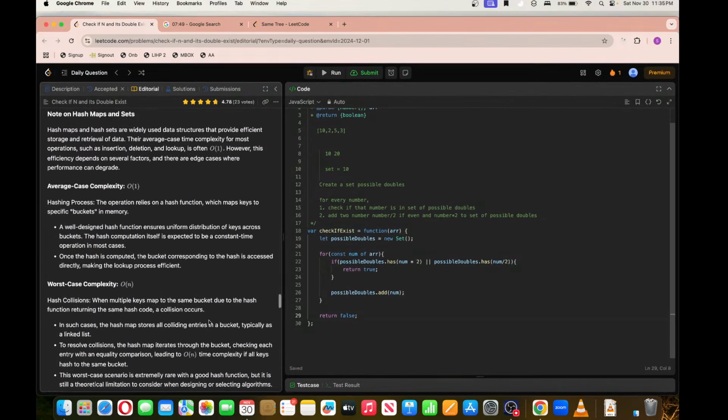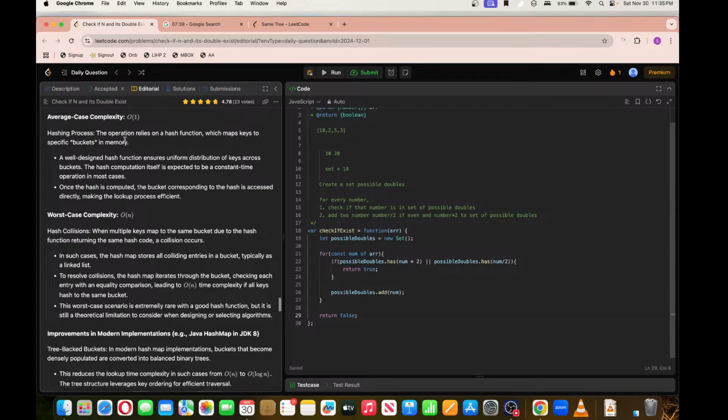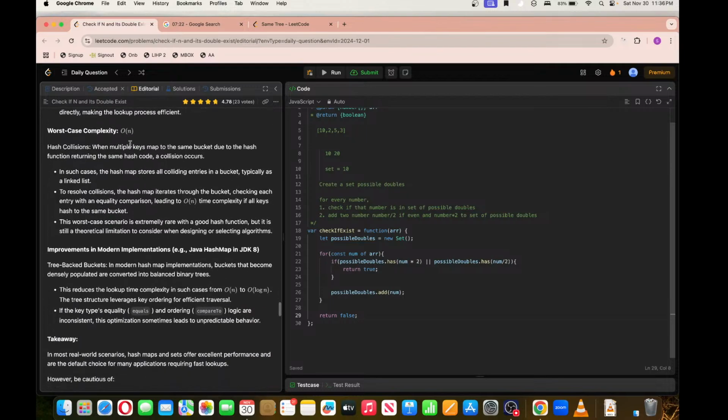Note on hash maps and sets. Hash maps and sets are widely used data structures that provide efficient storage, since the operation relies on a hash function, which maps a key to specific pockets in memory. A well-designed hash function ensures uniform distribution of keys across pockets. The pocket corresponding to the hash is accessed directly, making the lookup process efficient.